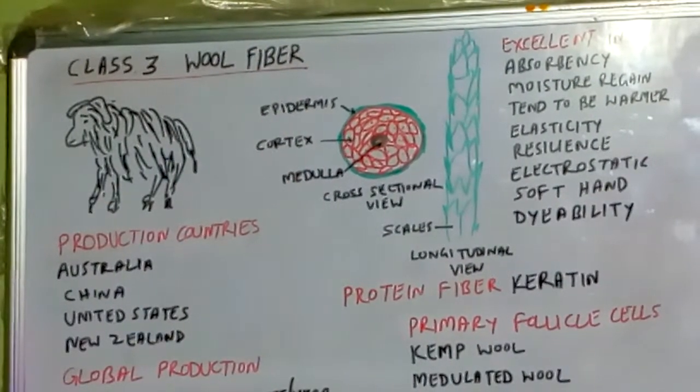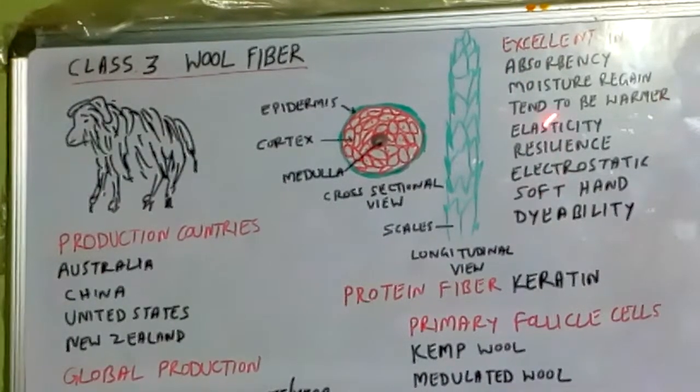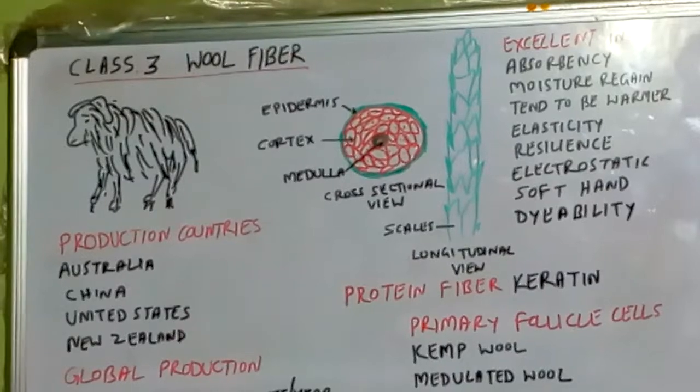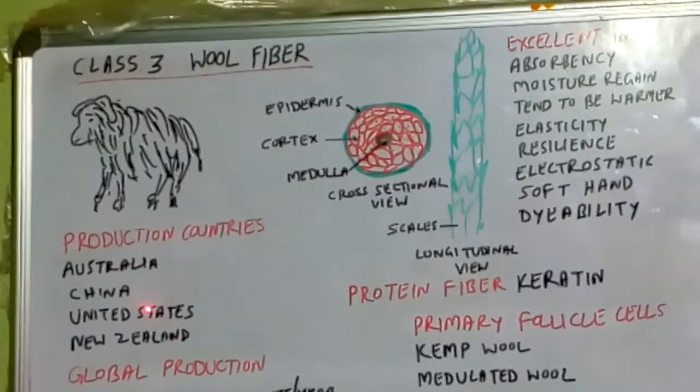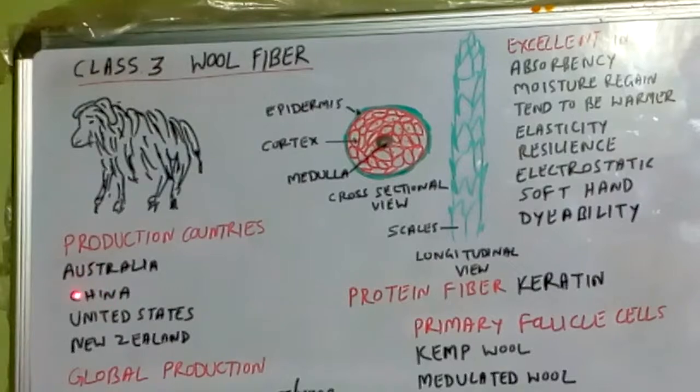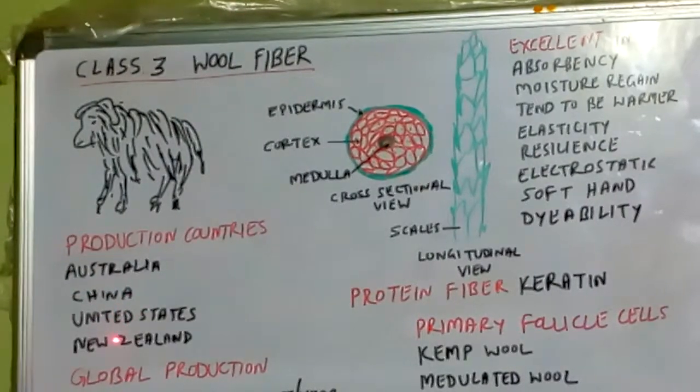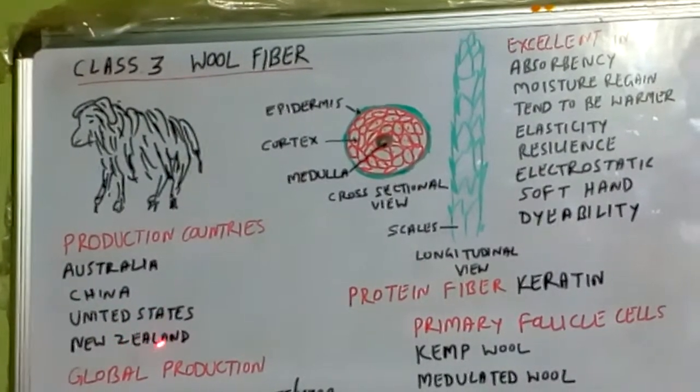Before we go for studying the morphology, structure and properties of the wool fiber, we'll go for an introduction or highlight of this wool fiber. What is there in this globe, how it plays the role, what the situation is now. See, the wool fiber, this animal fiber is produced in the major countries like Australia, China, United States and New Zealand.